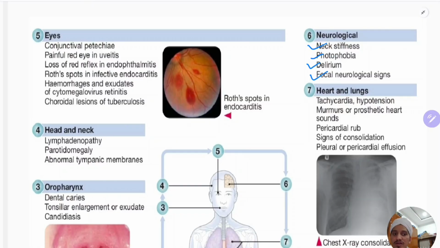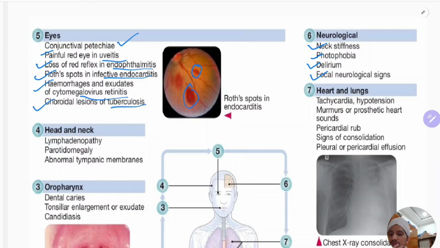Then from the head, you come to the eyes. You can have conjunctival petechiae, which indicates leptospirosis. Painful red eye indicates uveitis. Loss of red reflex in endophthalmitis. Roth spots in infective endocarditis. Hemorrhages and exudates of cytomegalovirus retinitis. Choroidal lesions of tuberculosis. This is tuberculosis, this is CMV retinitis, this is endophthalmitis, this is uveitis. These are Roth spots which you see.